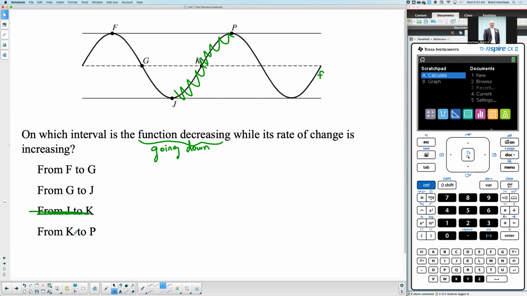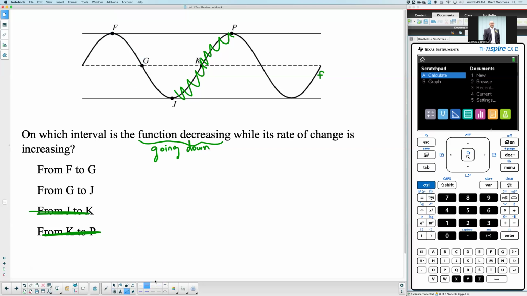J to K, it's not going down. K to P, it's not going down. You following me? Now, while its rate of change is increasing, so that means if you kept drawing those lines, if its rate of change is increasing, that's like the slope of the secant line has to be moving more and more up. Which one would that be the case? Would it be the first interval that my slopes would be increasing?